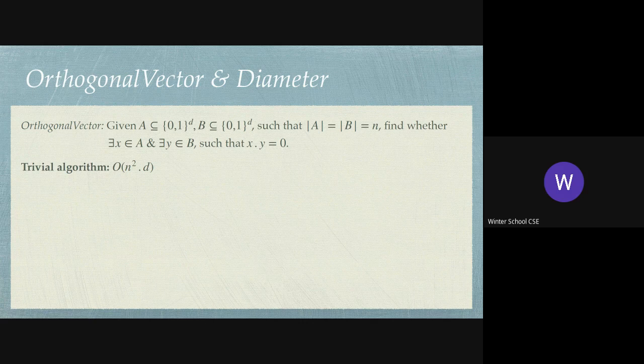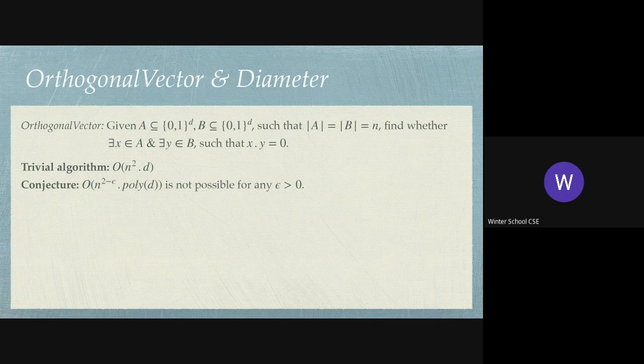Here's the conjecture that you cannot do better than this. For any epsilon greater than 0, you cannot solve it in order n to the 2 minus epsilon times some polynomial of d. And this will be proved assuming that SETH is true.